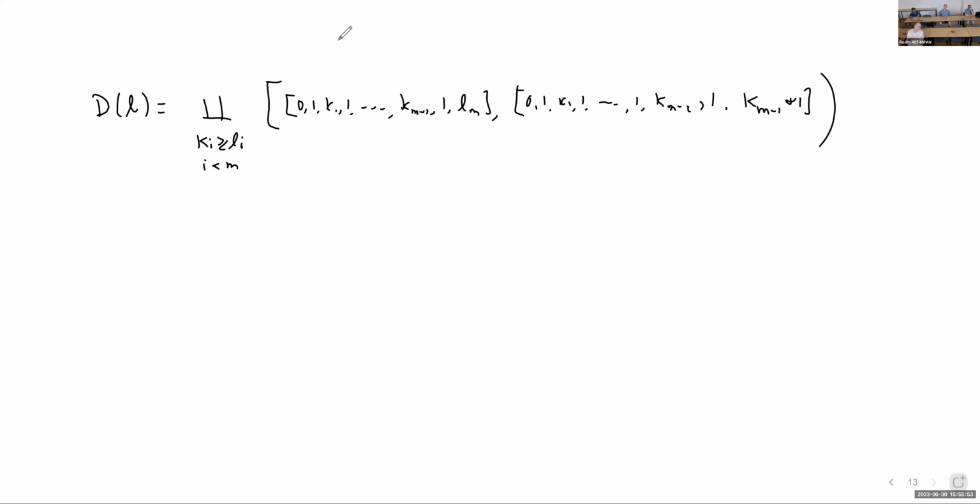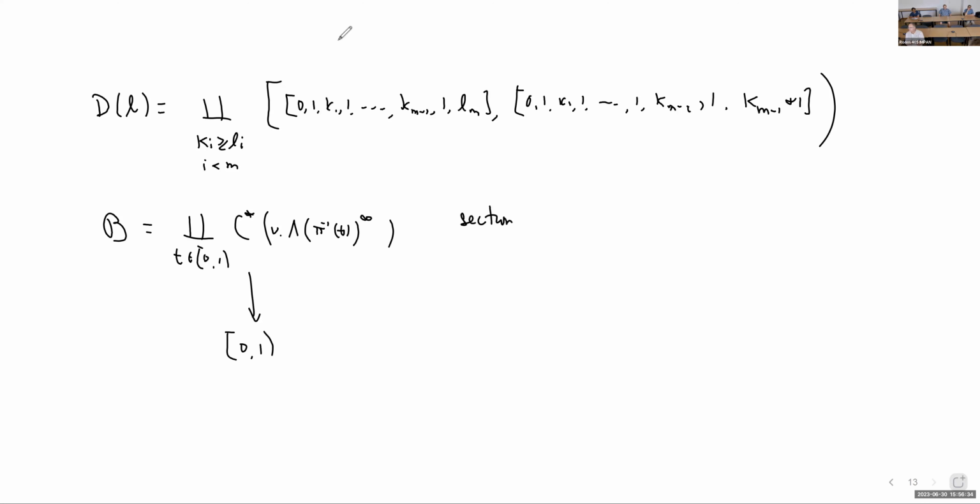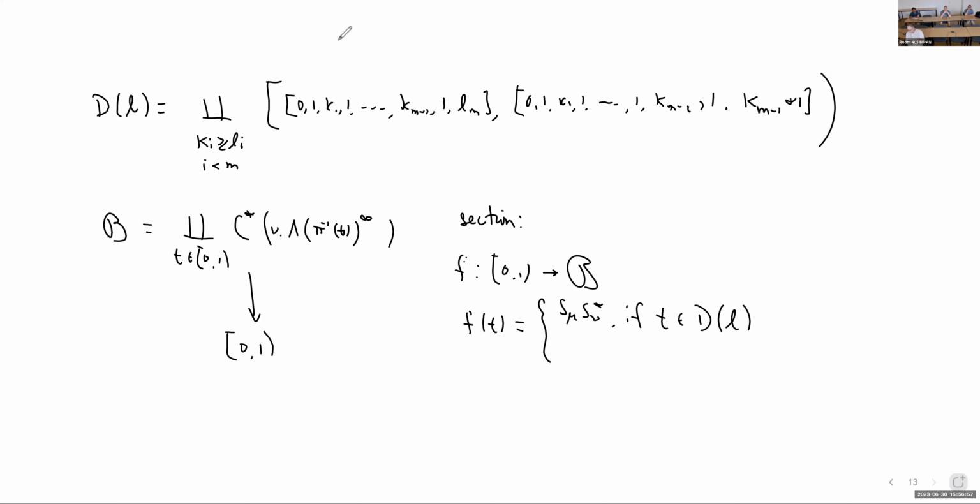Now, I want to define a bundle, right? So my bundle B is the disjoint union over t in the half open interval of the C star algebra whose K is going to be the pi inverse of t. So whatever sequence is used there, this, of course, projects down onto the half open interval. So that's my bundle of C star algebras. And to get sections of the bundle, I want f of t to be this element S mu, S nu star if t belongs to this set D of L, like this funny disjoint union, and zero otherwise.